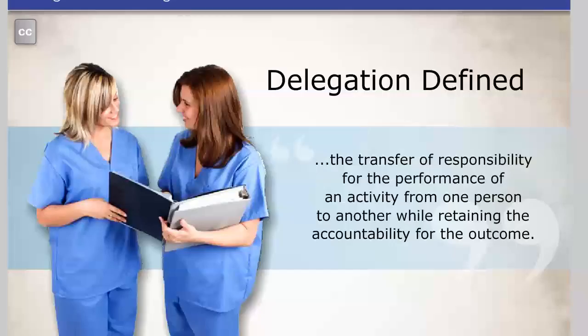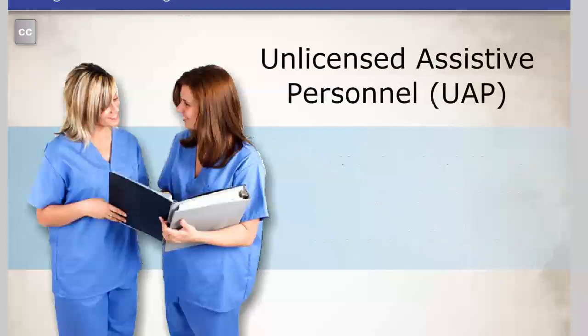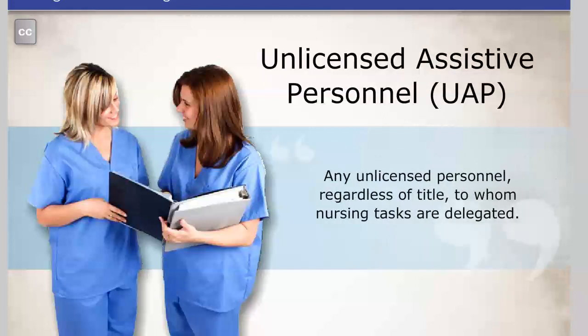Focus on more complex patient care needs. It also develops skills of assistive personnel and helps contain costs for healthcare organizations. According to the National Council of State Boards of Nursing, UAP, also referred to as NAP or Nursing Assistive Personnel, are any unlicensed personnel, regardless of title, to whom nursing tasks are delegated.